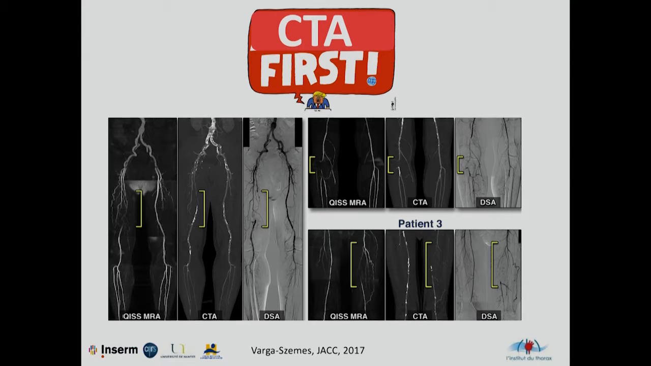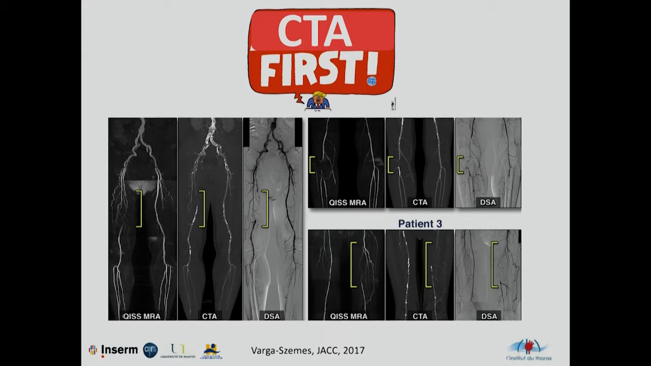So I choose CTA first to assess my PID patient. You can see in this study MRA, CTA, and angiography imaging. I choose CTA because of calcification. You can see this white point on the aorta, iliac artery, or infrainguinal artery, and I need to assess this calcification.